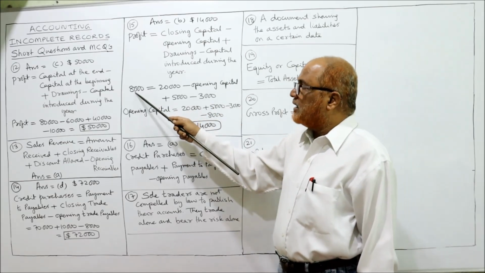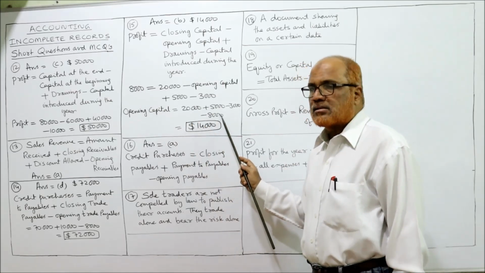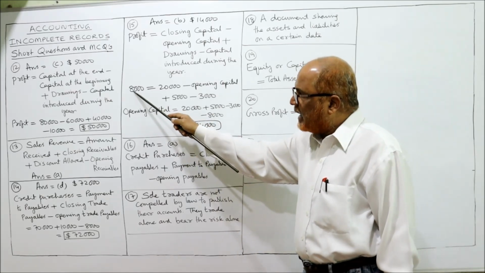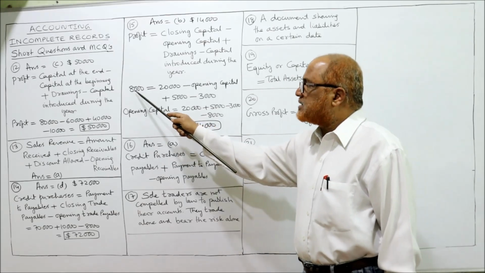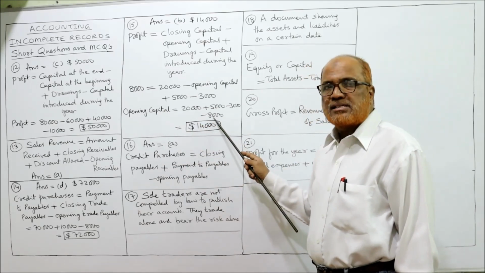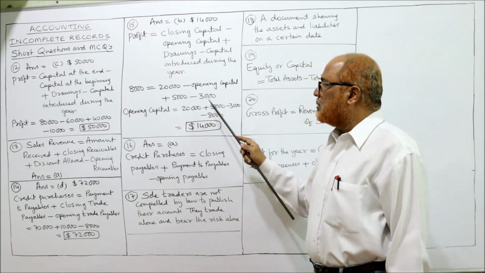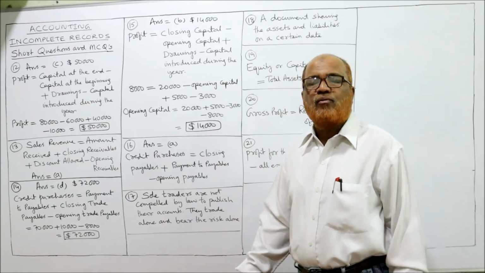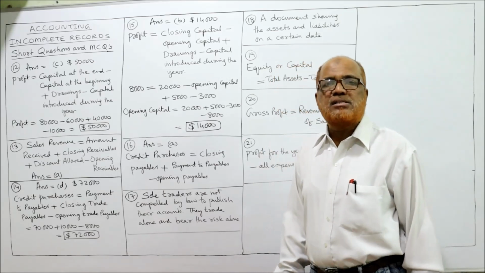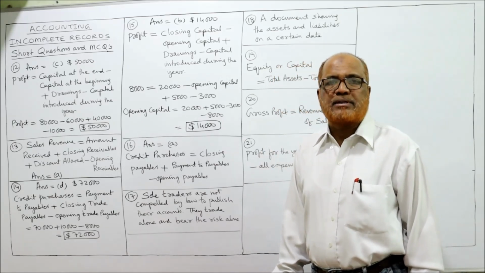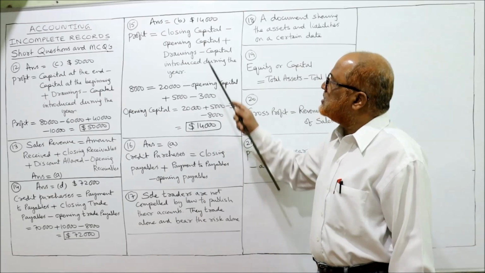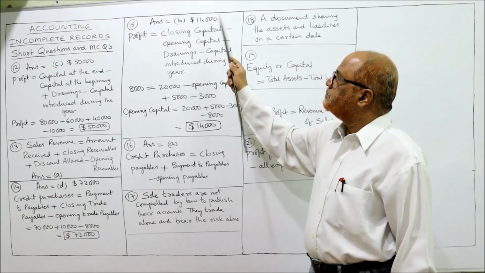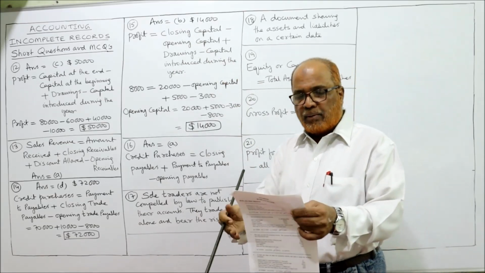Now bring this 8,000 from LHS to RHS. So plus 8,000 will become minus 8,000. So 20,000 plus 5,000 minus 3,000 minus 8,000, you will get $14,000. This is the opening capital. And 14,000 is for option B. That's it. 15th problem completed.